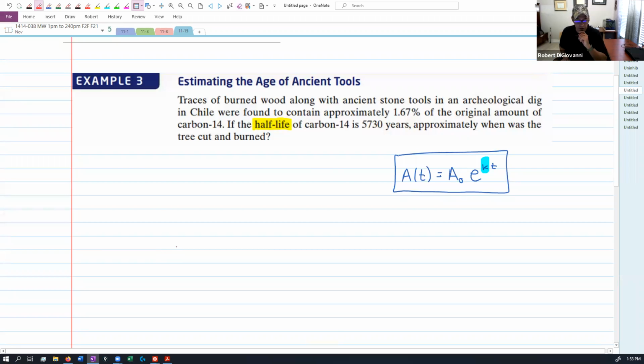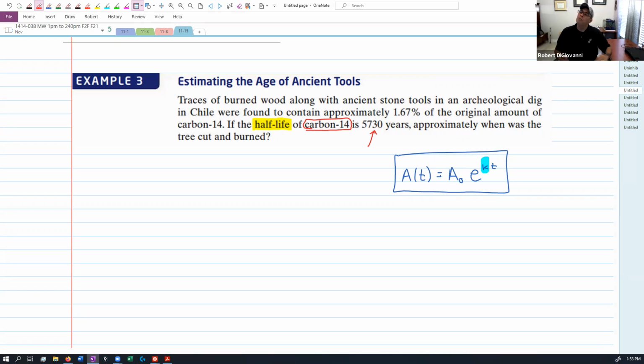And so we can use this formula. The key here is that they're telling us about this thing called carbon-14, and they're telling us that the half-life is 5,730 years. So for carbon-14, it takes 5,730 years for half of it to go away. And then another 5,730 years later, another half goes away.